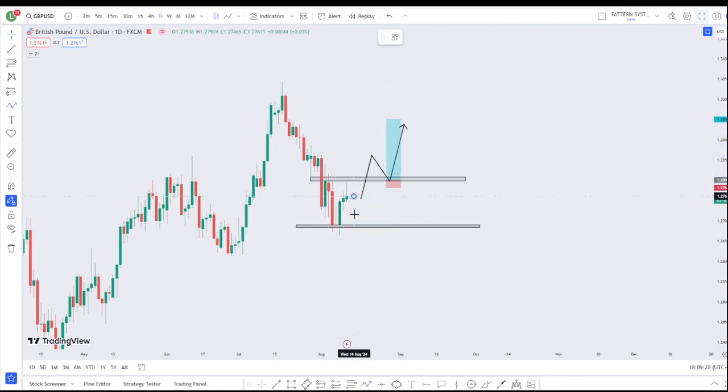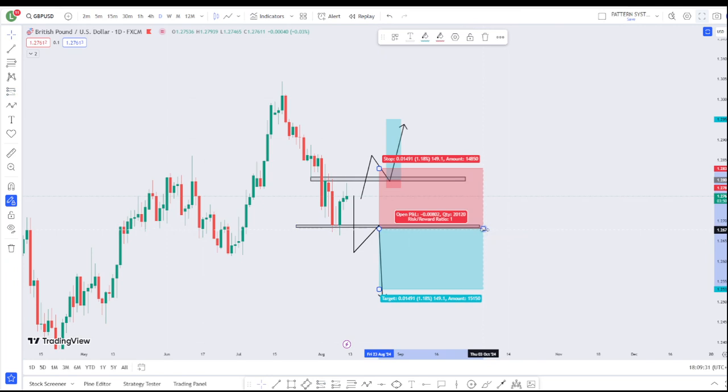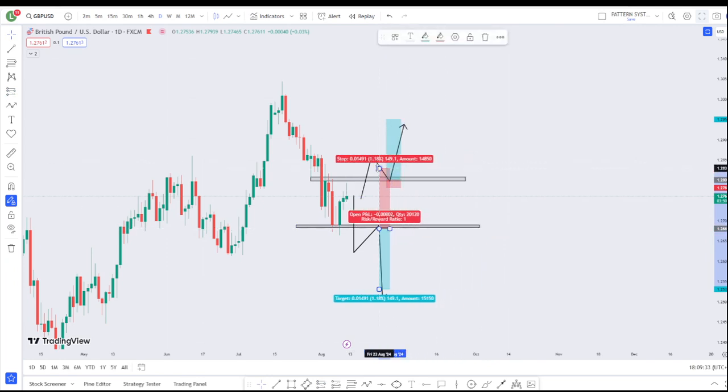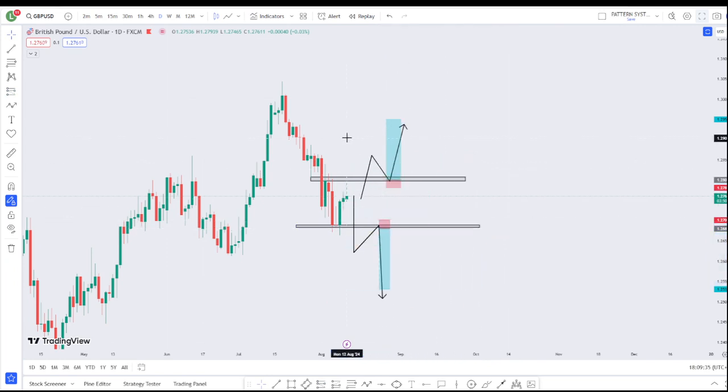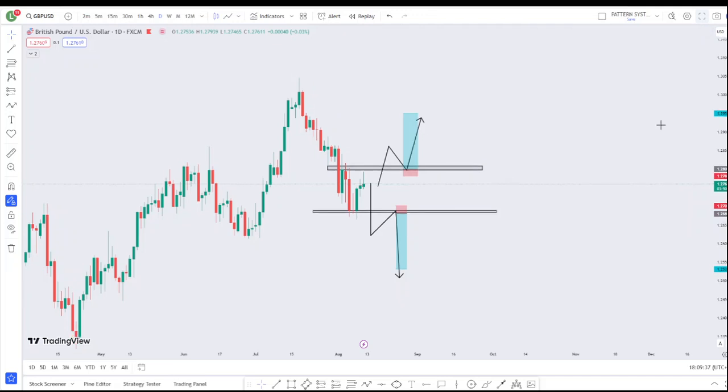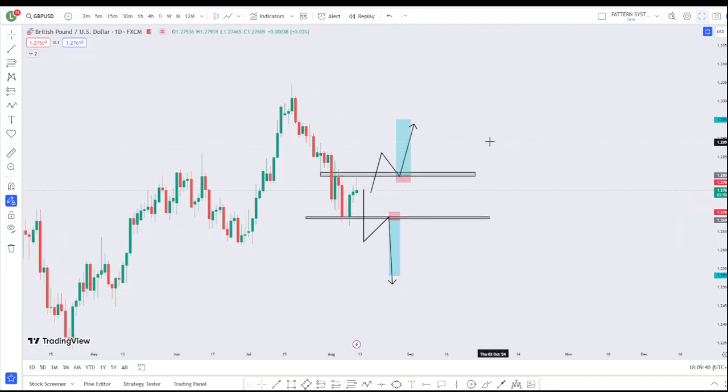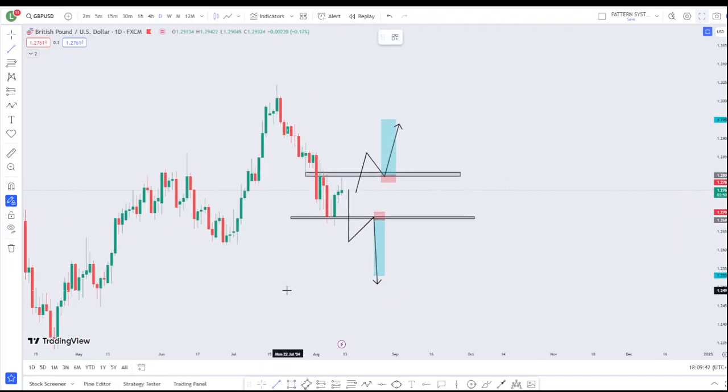Or we wait for price to break this support key level zone, then we wait for a retest here, then we take a sell opportunity around this zone. This is very simple. And there is another scenario that we can put into consideration to confirm that what we are doing is valid.